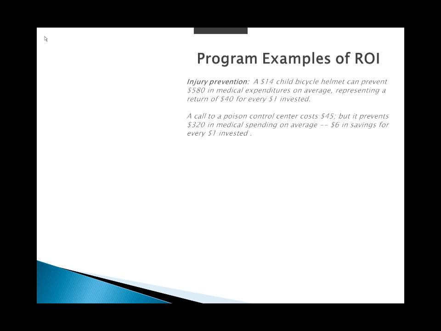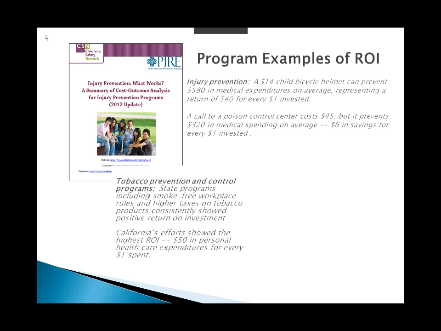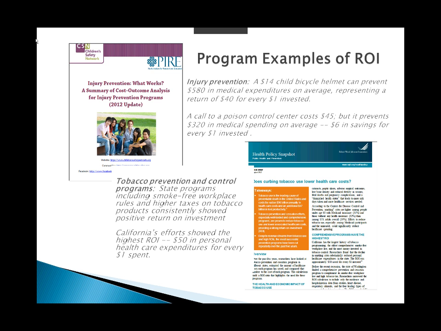First of all, the program examples of ROI. We probably are familiar with these in the injury prevention area. The Pacific Institute for Research and Evaluation has put out a study on injury prevention, finding a $14 child bicycle helmet can prevent $580 in medical expenditures on average. Similar with the call to a Poison Control Center, we have costs and benefits. The Robert Wood Johnson Foundation has pulled together in its issue briefs a number of different program examples of ROI, tobacco prevention and control being one of them.